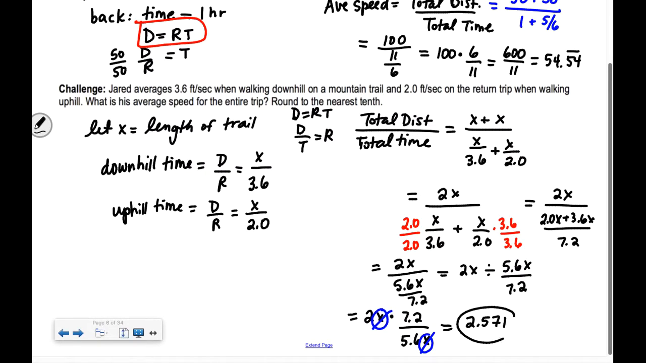What was that, feet per second? So it is between those numbers, but the average of those two numbers, if I just added 3.6 and 2 and divided by 2, was 2.8. So see how it's slightly less than the 2.8 because he's spending more time walking at a slower rate. Okay, did you guys get it? That's a hard one. That would be like a bonus question on your test. That's why I have challenge next to it. All right, so let's stop there.